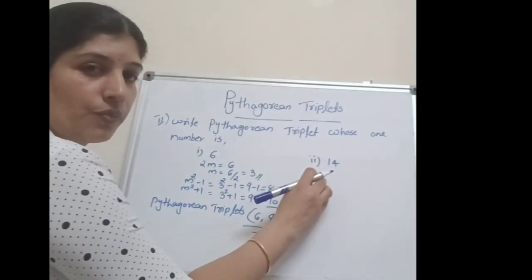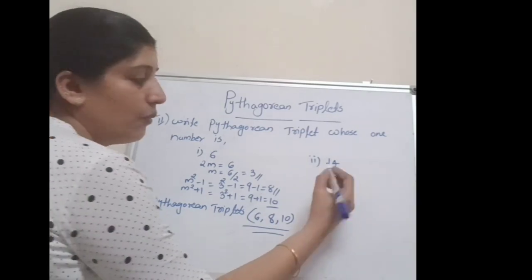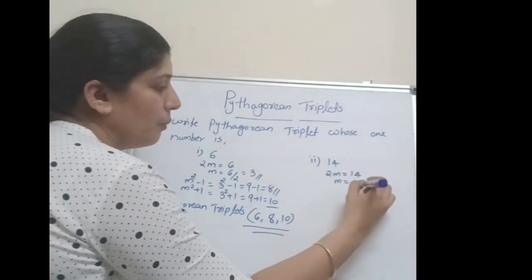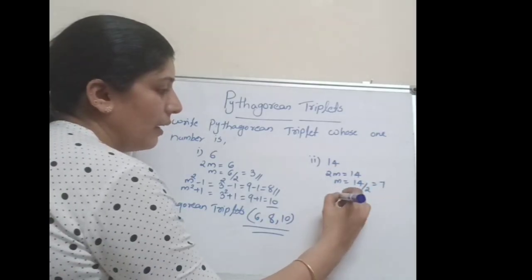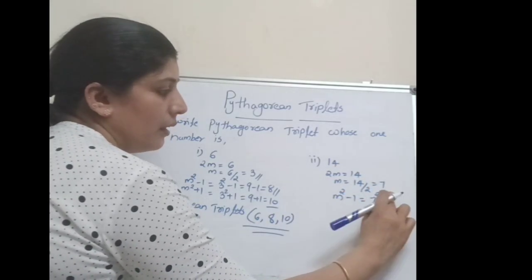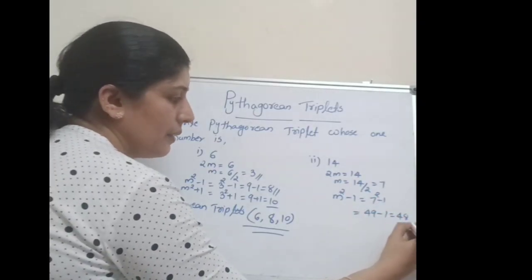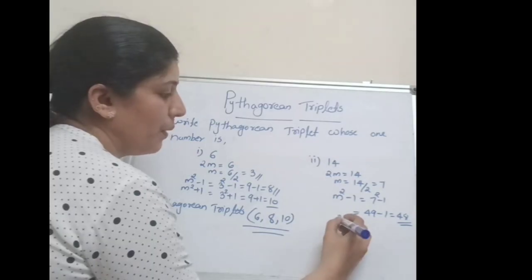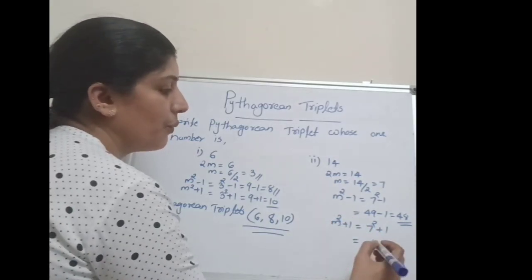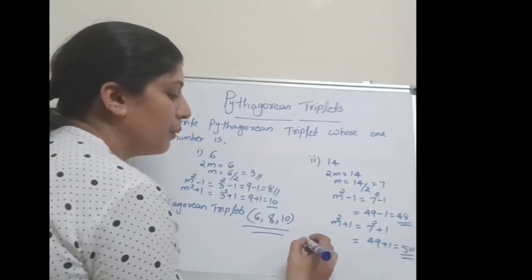Next, considering the number 14. Therefore, the one side is given, 2m equal to 14. Therefore, m equal to 14 by 2 equal to 7. Therefore, m square minus 1 equal to 7 square minus 1, that's equal to 49 minus 1 equal to 48. Then m square plus 1 equal to 7 square plus 1, that is equal to 49 plus 1 equal to 50.